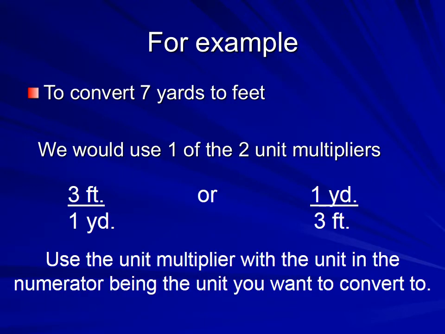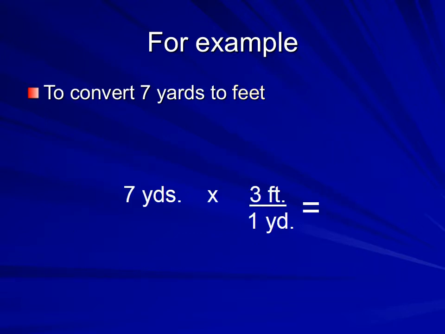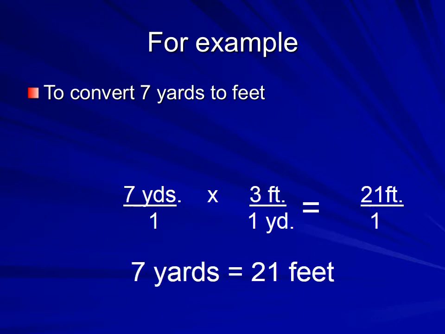Let's take a look at this example. To convert 7 yards to feet, we could use one of the two multipliers. Once again, looking back up to the question, we use the unit multiplier with the unit you want to convert to in the numerator. We want to convert to feet, so I'll come over here. The yards are on top, so I don't want to use this one. I want to use the one that says 3 feet on top, because that's what we're going to convert to. So now my problem is set up. I've got 3 feet over 1 yard multiplied times 7 over 1. Now it's 21 over 1. So now we know 7 yards equals 21 feet.